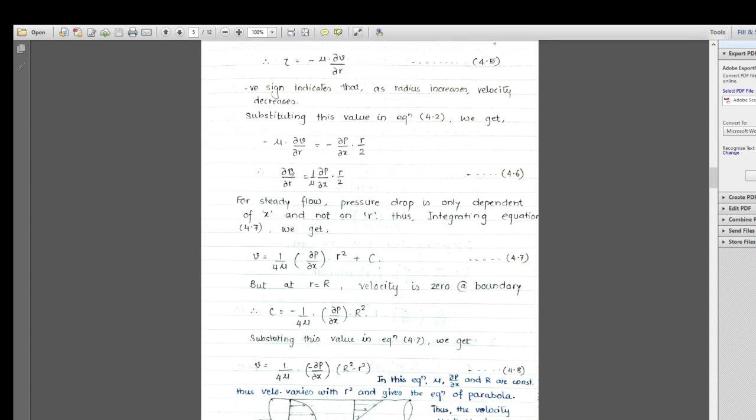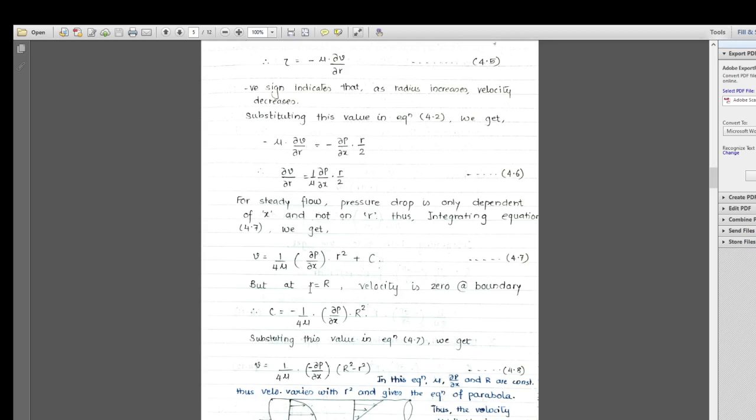So we will get delta v by delta r is equal to 1 by mu delta p by delta x into r by 2. Now for steady flow, we know that the pressure drop is only dependent on x and not on r. Thus integrating equation 4.6 with respect to r, we will get equation 4.7: v is equal to 1 by 4 mu into delta p by delta x into r square plus c.